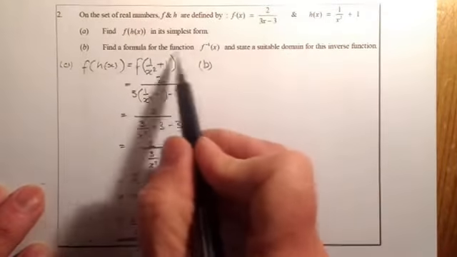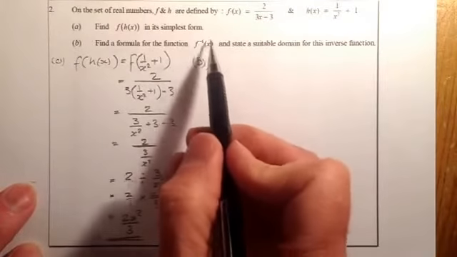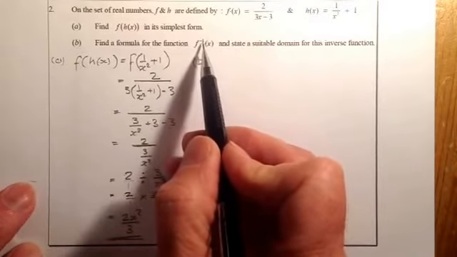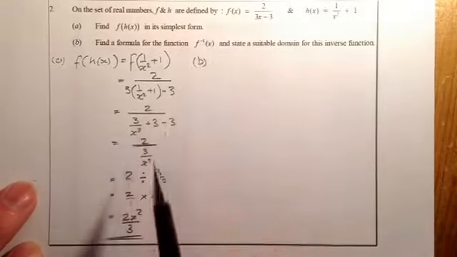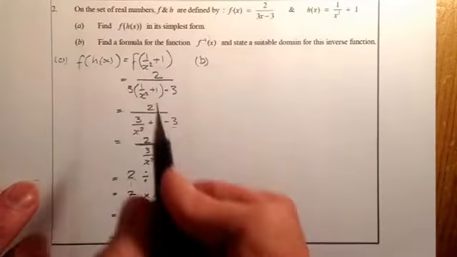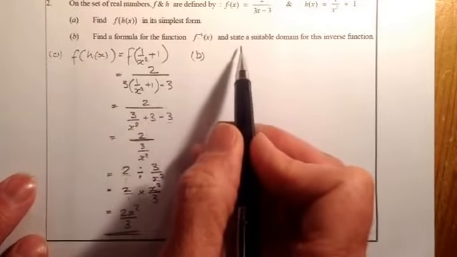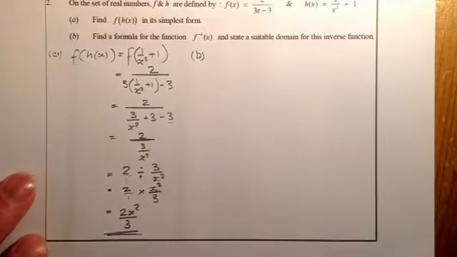And here again, we've got an inverse function, so make sure you look at this part here when you're in your exam. If it's a minus 1, it's an inverse function. Remember, if it's a dash, you're going to differentiate. Right, let's go for it. So find the formula for the f to the minus 1 of x and state a suitable domain for the inverse function.